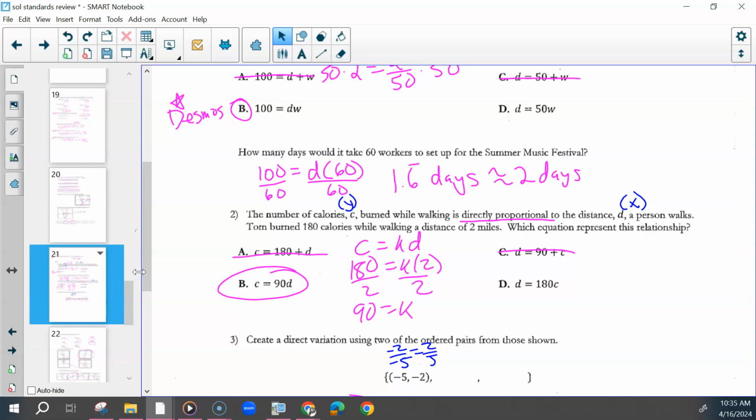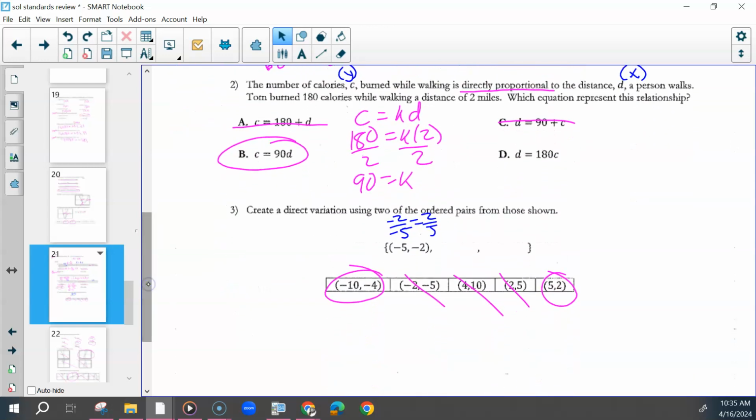Then in number 3, you're finding 2 other ordered pairs that would make this a direct variation. You can do that a couple different ways. One, find your y over x for each one, and then see which one matches, which were the first and the last. Or you could put all of these points in and see which one forms a line that goes through the origin. And then on to the next page.